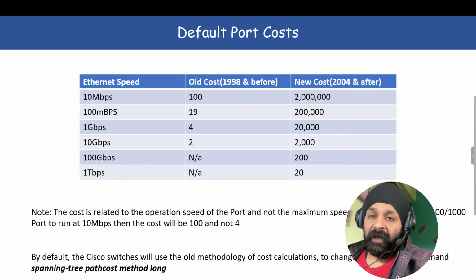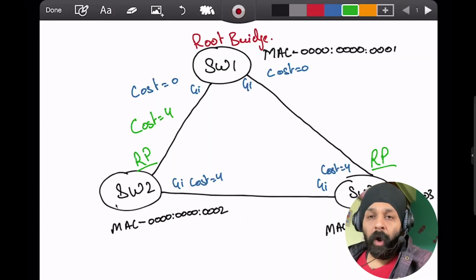By default, as I told you, the Cisco switches are going to use the old cost method. To change this, in the global configuration mode, you need to enter the command spanning-tree pathcost method long. If you use that, it will use the new cost method, but make sure that the cost method you are going to use is the same across all the switches in the STP domain. Now we come to the third step of the process.